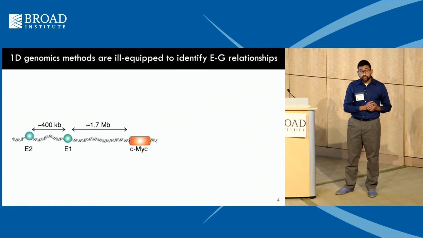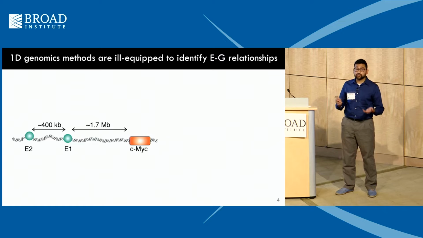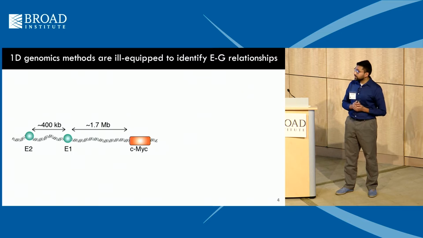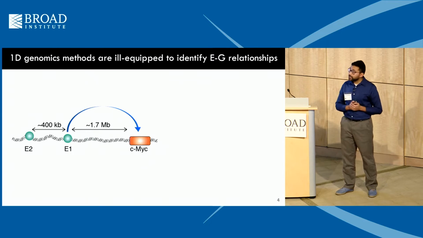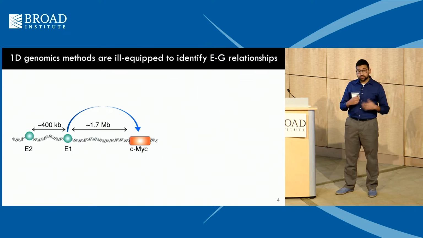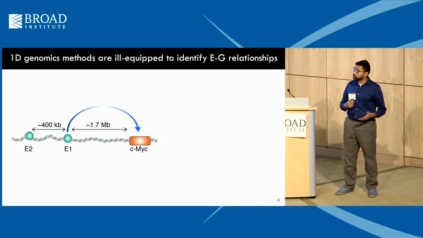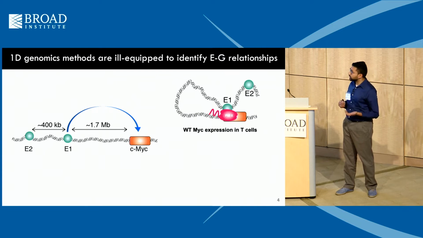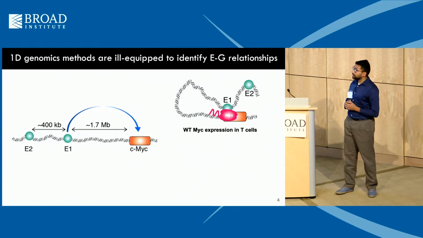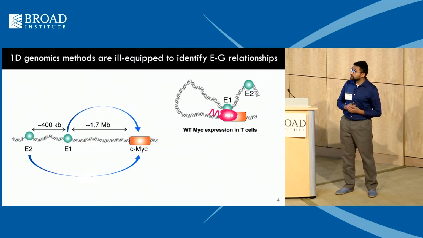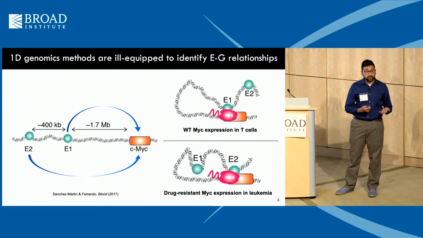Unfortunately, however, 1D genomics methods are ill-equipped to identify enhancer-gene interactions. Here I'm showing you a prototypical example of the c-Myc locus, where we have two different enhancers, 1.7 and 2.1 megabases away. In a wild-type condition, it's known that enhancer 1 loops to interact with the c-Myc gene, bringing along transcriptional modifiers, mediator complex, and ultimately driving wild-type MYC expression in T cells. However, in instances where this interaction becomes oncogenic, we therapeutically knock this interaction down and instead see the emergence of a new interaction between enhancer 2 and the c-Myc gene, leading to a drug-resistant MYC expression phenotype in leukemia.